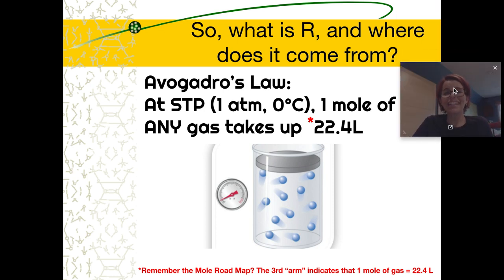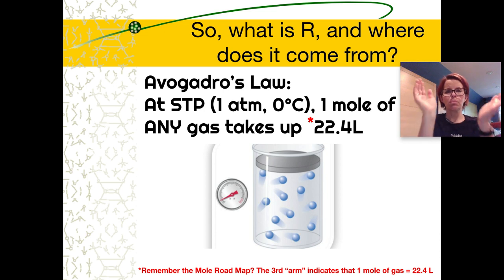Okay, so it says, so what is R and where does R come from? So R is based on Avogadro's law, which we mentioned once before, but we're going to mention it again here because nobody remembers it. So Avogadro's law says that at standard temperature and pressure, that's STP, and just to remind you what STP is, that's 1 atmosphere of pressure and 0 degrees Celsius, or 273.15 Kelvin. Avogadro's law says at STP, 1 mole of any gas takes up 22.4 liters.